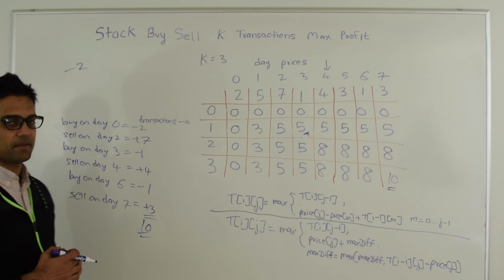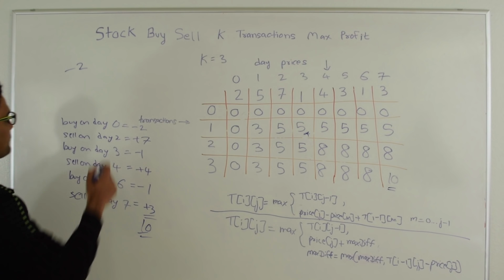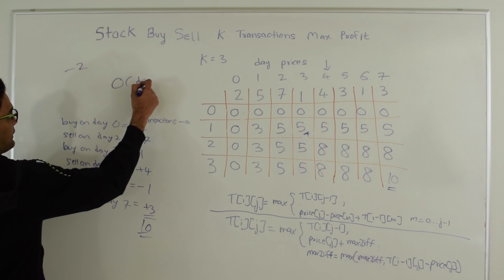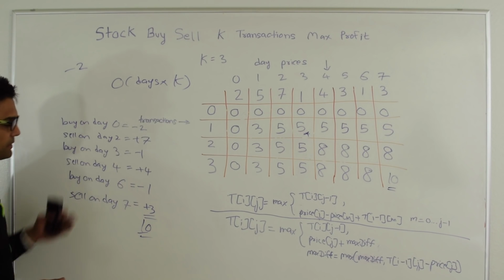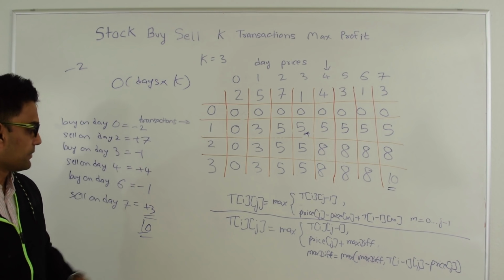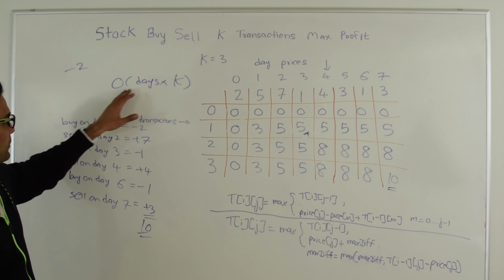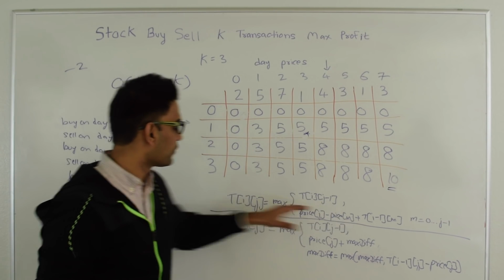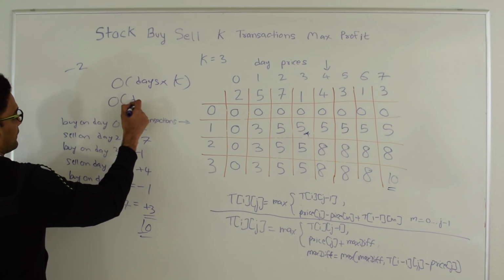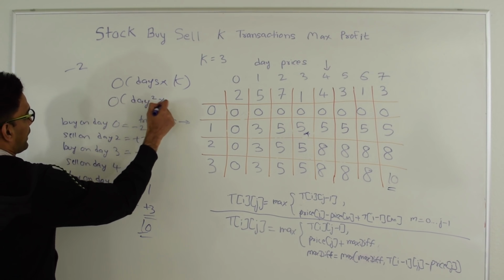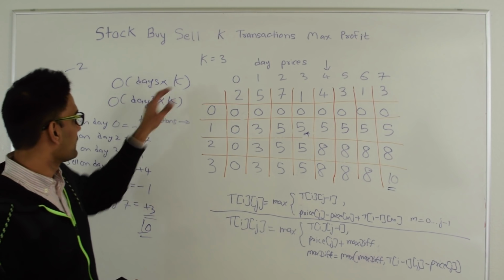Let's analyze the time and space complexity. Space complexity is very simple: O of days into K. Time complexity is exactly the same. If we are using the new formula, time complexity is also going to be O of days into K. If you use the old formula, the time complexity will be O of days square into K. And with the new formula, the time complexity will be O of days into K.